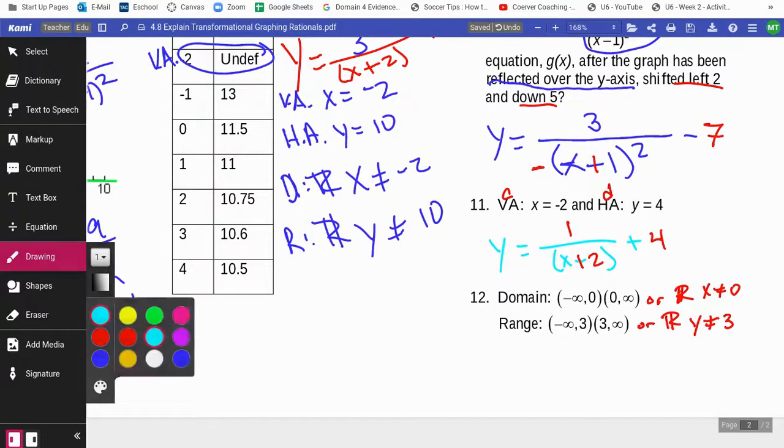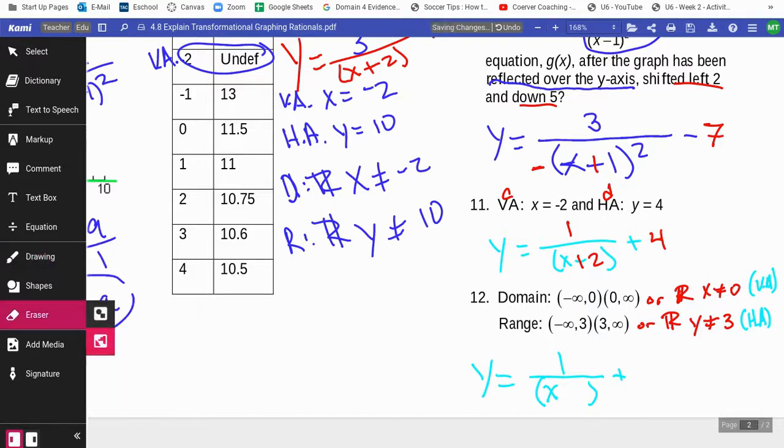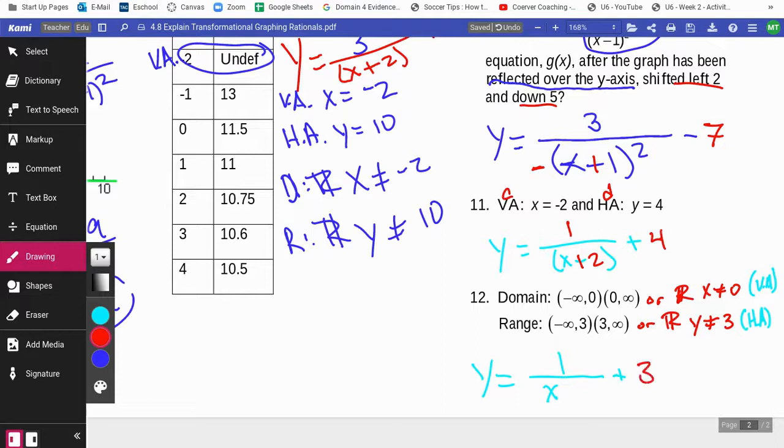So what does that mean for us? Well, here is my VA again, and here is my HA. So y equals, we're going to assume A is 1, over x minus C plus D, right? And now I just have to fill in. The VA is 0, so do I really have to put in a 0? No. So I can erase this stuff right here. So it's just x there. And then the y value is 3, so I put a 3 out here. And that's my equation.